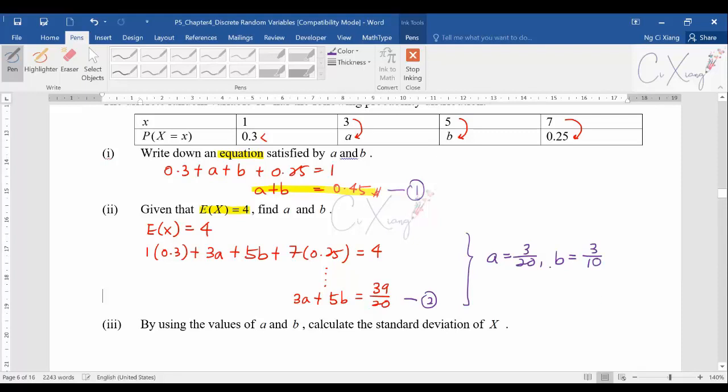Please pause this video and complete this part first. You have to show me how you get A and B by solving the simultaneous equations. Your final answer should be this.